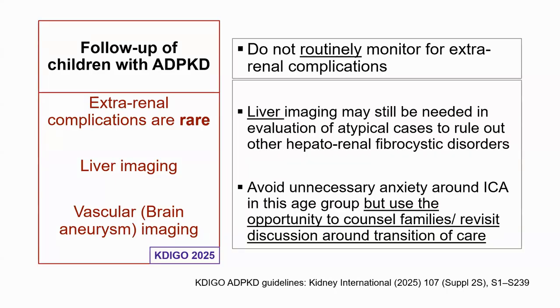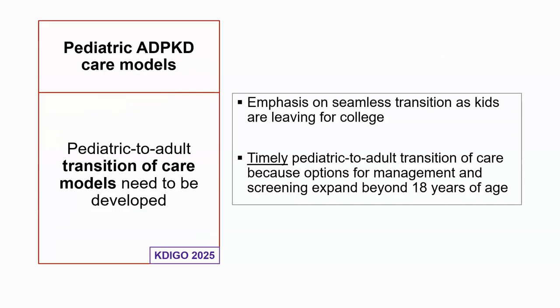And then, you need to revisit such discussions of extrarenal complications when you're transitioning the patients. So when they are 18, the conversations are very different seeing a 3-year-old with ADPKD versus seeing someone who's almost 18, because now your risks will be something that you'll be entering adulthood. So having those discussions around the transition of care, again, becomes important for the pediatric nephrologist.